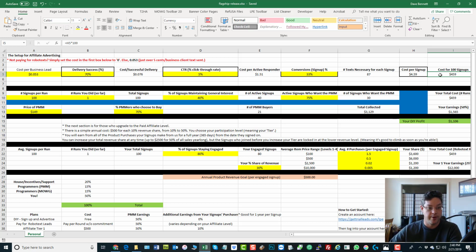This is giving us a clue where we want to go. So let's say we're going to go after 100 signups per run. Let's say that was our goal. And again, we don't have to spend that kind of money. You could just put up some forum posts and let people sign up. You might get 100 signups for a lot less than that.